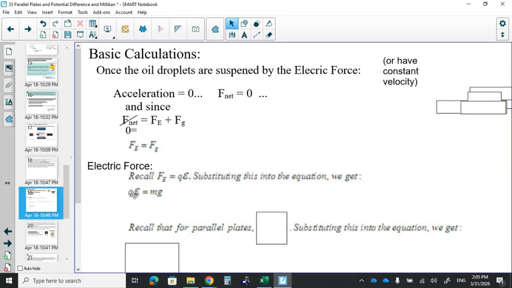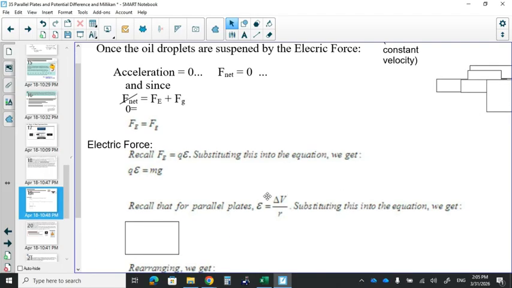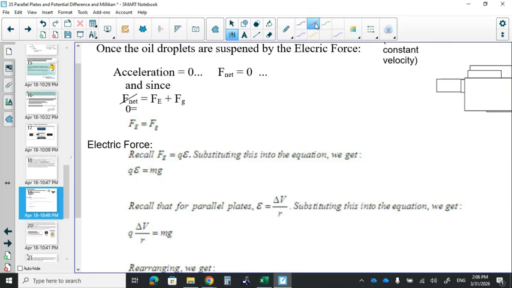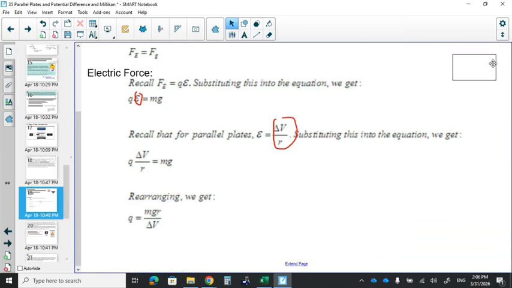The electric field intensity for parallel plates is the voltage applied across divided by the distance between the plates, right? So we have this piece here getting substituted in right there. So we get Q delta V over R equals mg, and so you rearrange that and you get Q.